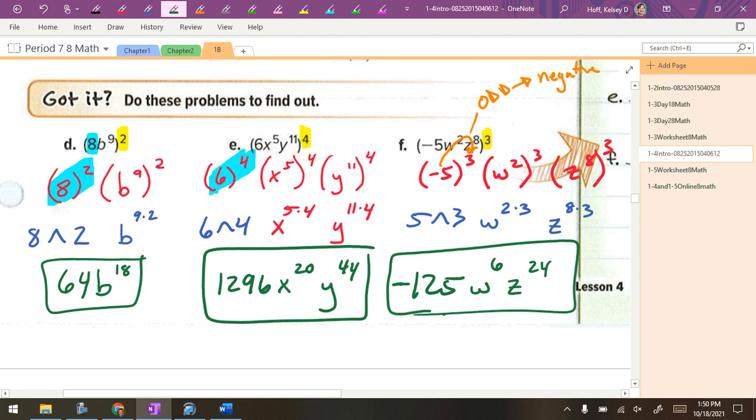I promise you your calculator is not smart enough to always get your negative base correct. So make sure you know: odd exponent, your answer is going to be negative. Even exponent is going to be positive. Flip to page 34. Guided practice right now, do 1 through 6, and then we're going to go over them.